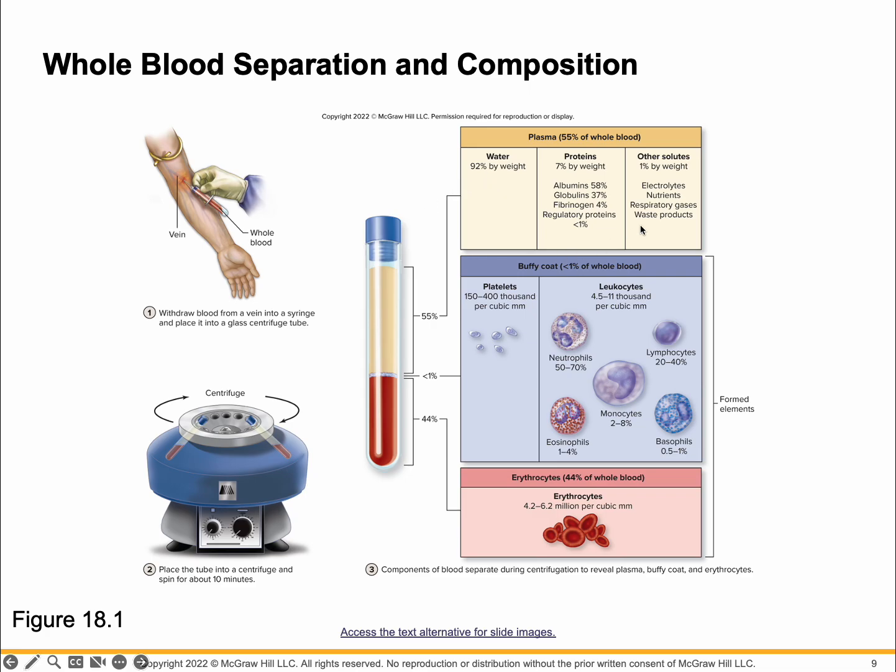So you can see what you would expect to find in each layer. So plasma, about 55% of whole blood by volume. Red blood cells about 44%, and then that remaining 1% or so are your white blood cells and your platelets.